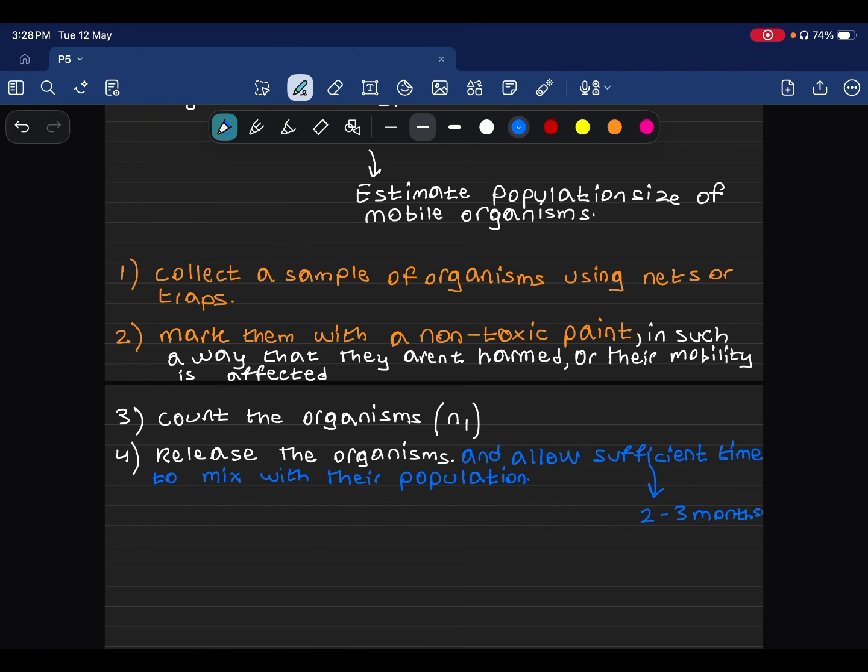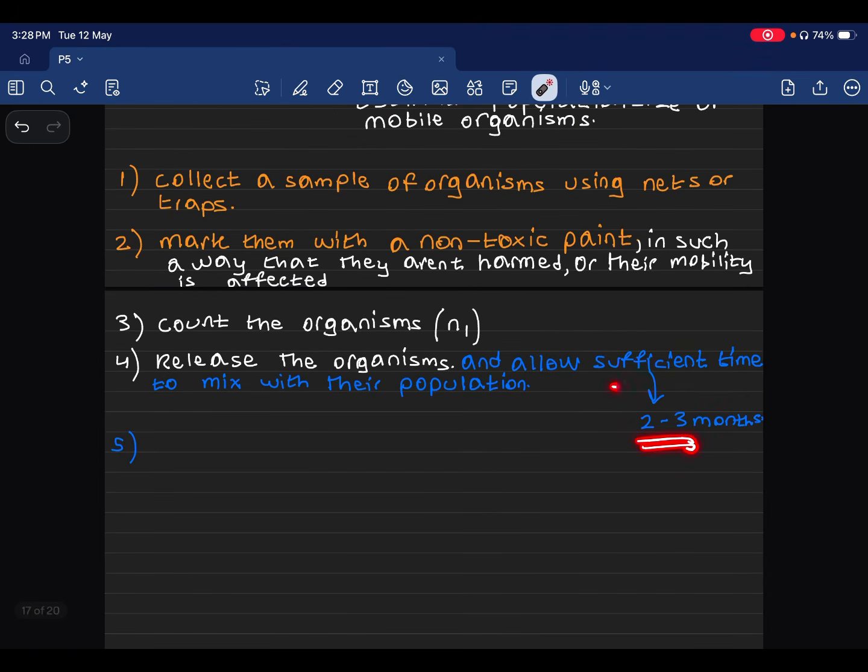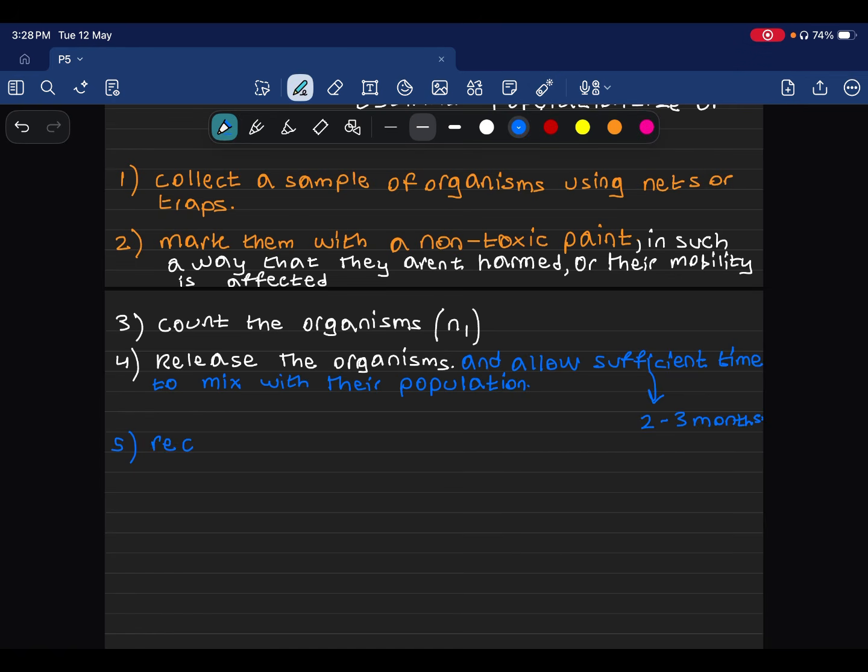Okay. Now, after 2 to 3 months have passed, again, there's no need to remember the value, just use the word sufficient. You now recapture the organisms. Now, what's going to happen? When we recapture the mobile organisms, some of these are going to be the ones that we are catching for the first time, meaning they don't have a mark on them. And some of these are going to be the same ones that we caught the first time. So, recapture a second sample of the mobile organisms.